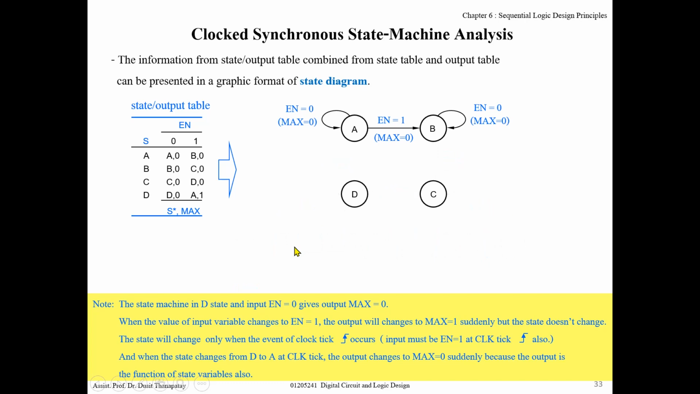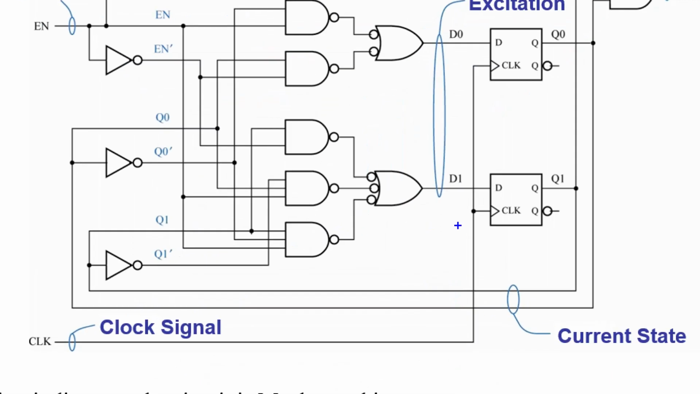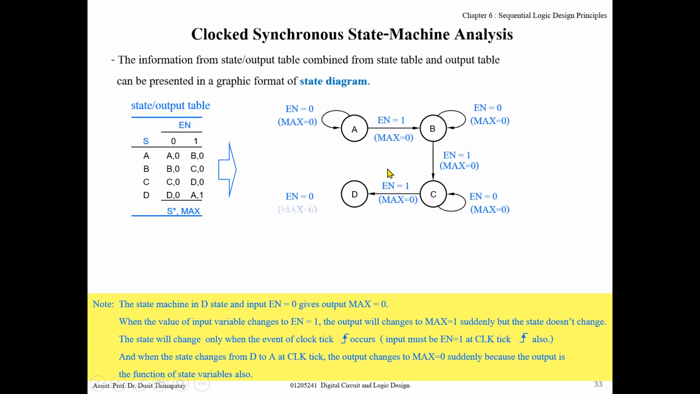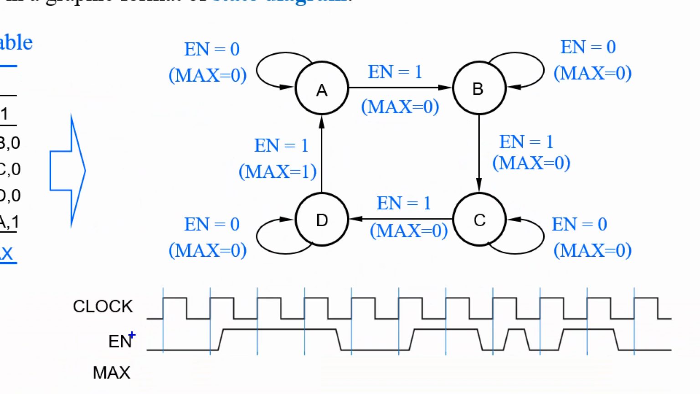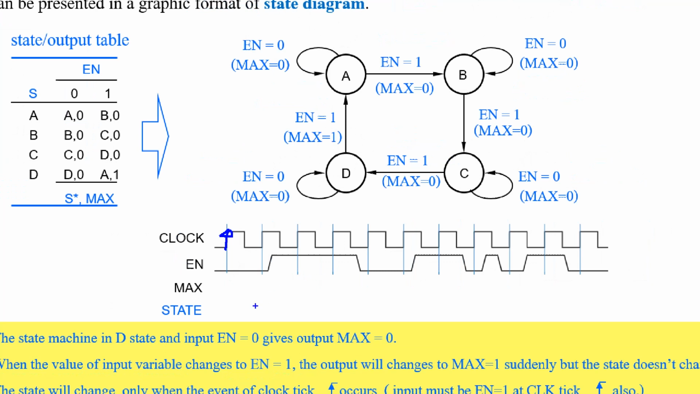Because this one we use positive edge, right? So the state will change when the clock ticks, right? So when you analyze the timing diagram, you must consider whether the state changes when the clock ticks at positive edge or negative edge. For the example, it is positive edge, and let's start from state A.